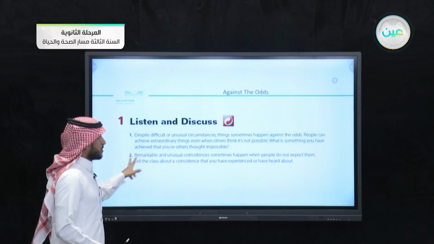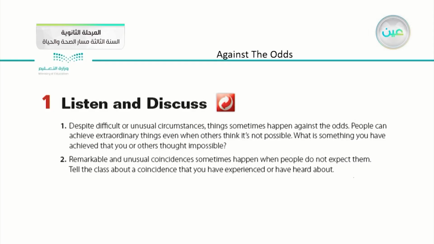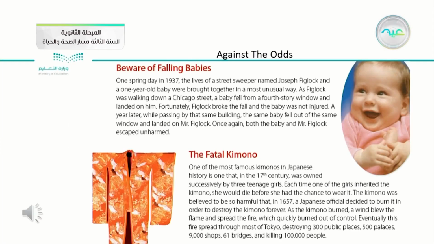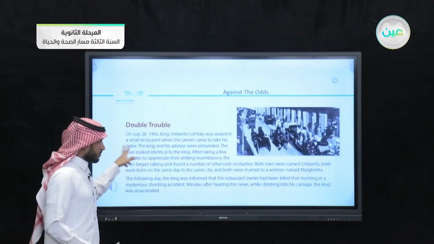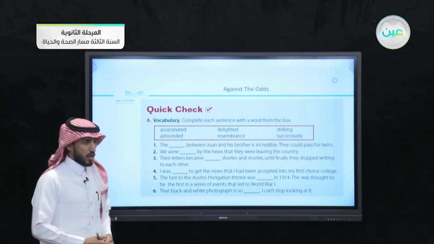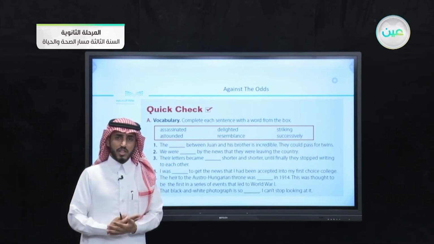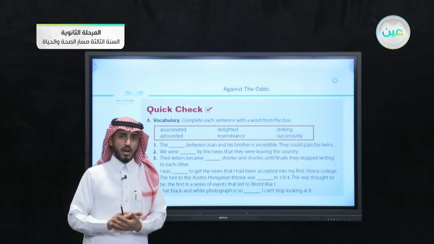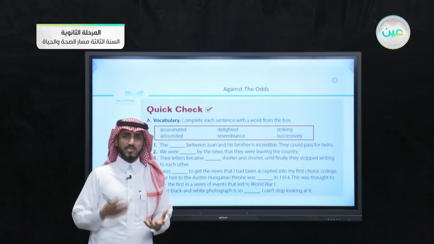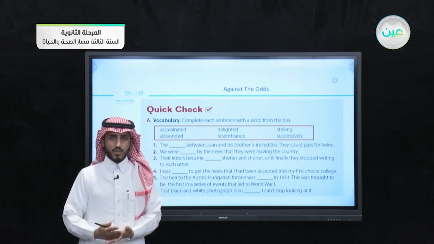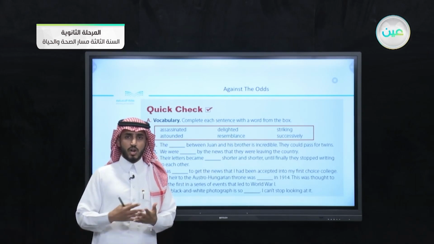In the previous lesson, we started with the first skill, which is listen and discuss. We had some stories about events that happened against the odds. And after that, we went to the quick check. We answered the questions. Then we had two parts. The first one is vocabulary and the second one is comprehension.